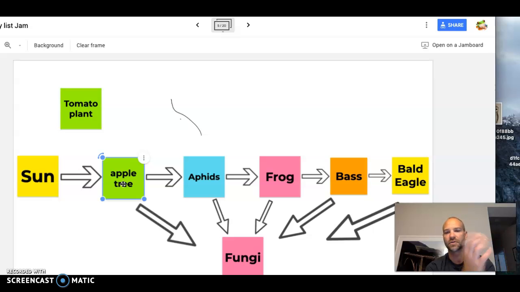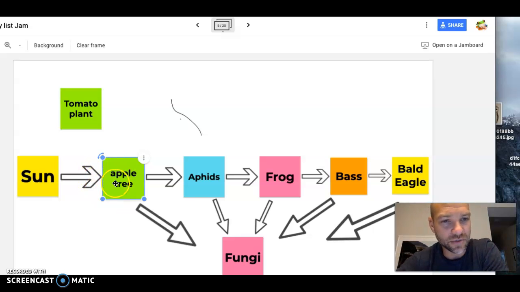The frog then jumps in the water. It's eaten by a large fish called a bass. That large fish is then eaten by a bald eagle, and bald eagles are kind of fishermen, so that's where they get most of their food. And boom, you have a food chain. If all those things die, they're eaten by fungi. Sure, so this is a pretty good one.